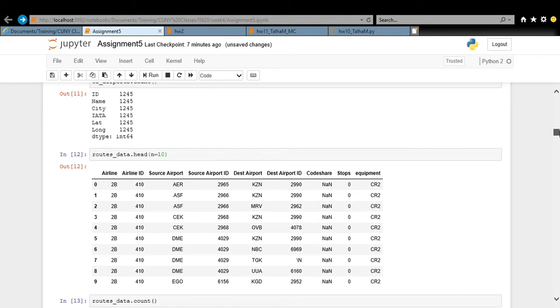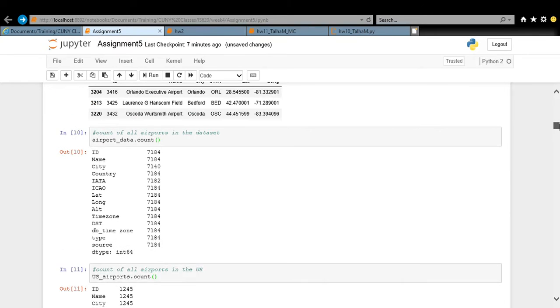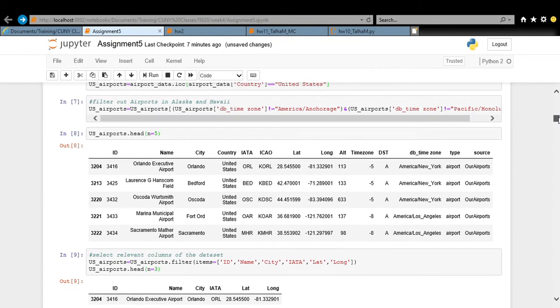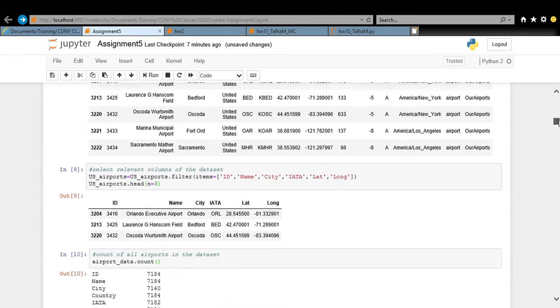So here you can see, for example, the source airport and the destination airport and the type of equipment or flight that was using that airport, the airline that flew that flight, and also the number of stops on the flight. So as a first step, I filter out and I focus my analysis on only US airports. So I filter out the other airports and keep only the US airports.